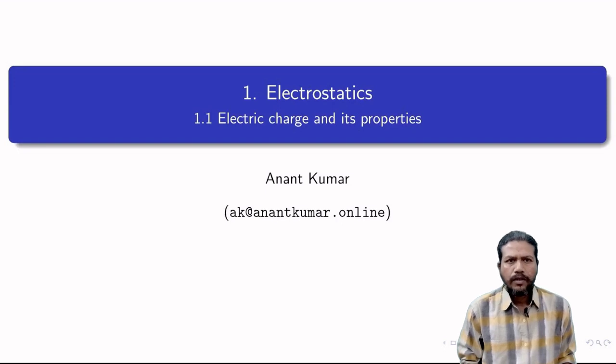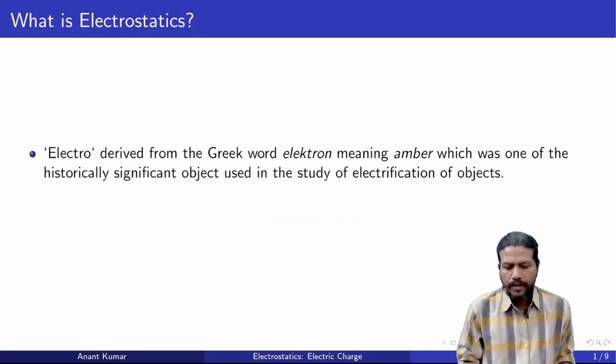So first of all, what is electrostatics? If we just go by the name, we find that the word electrostatics is actually a combination of two words. One part, the electro, comes from the Greek word electron, meaning amber, which was one of the historically significant objects used in the study of the electrification of objects.